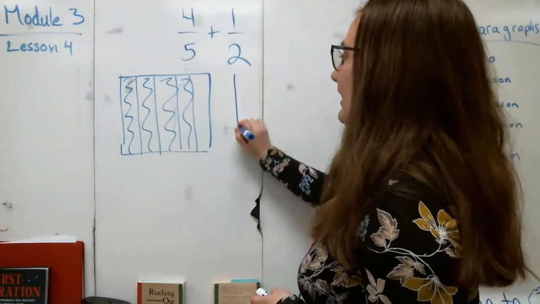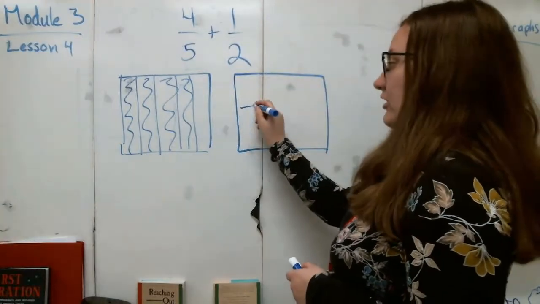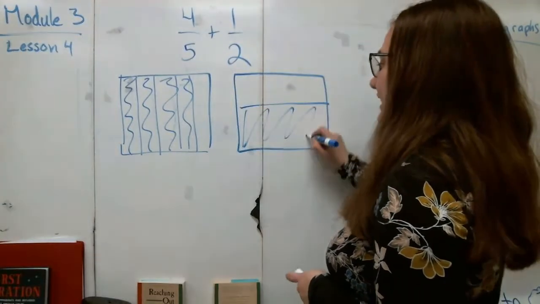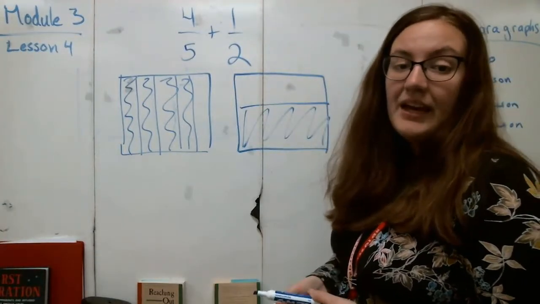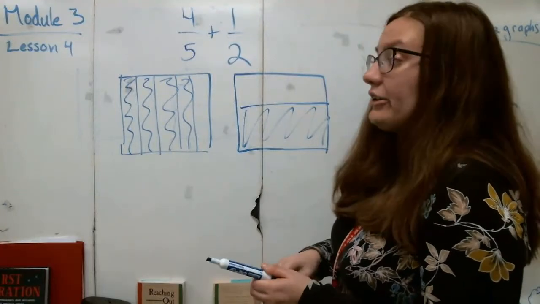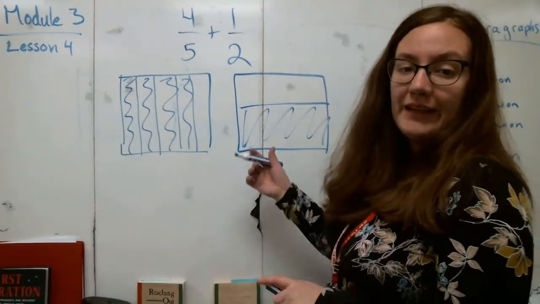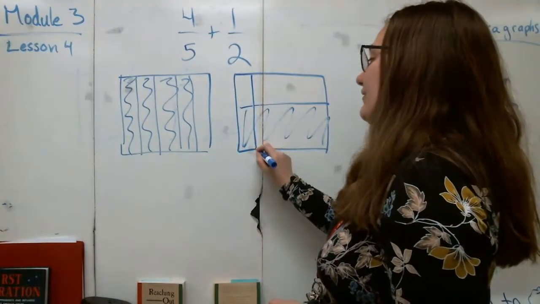And then over here, I'll create a model to show half. So I'll cut this in half horizontally, and then shade in half of that. Now what I need to do is I need to have both of my models show like units or look the same. So to do that, since I cut this one into fifths, I'll cut this model into fifths.